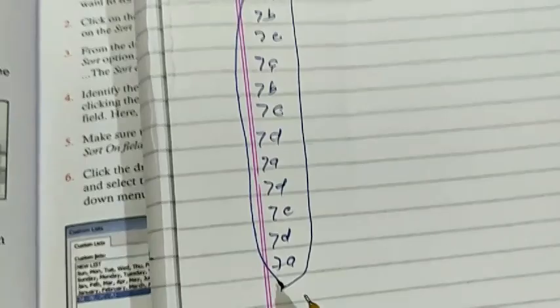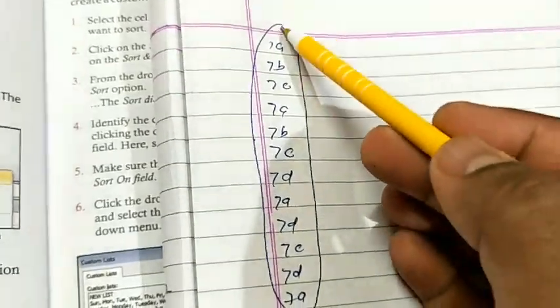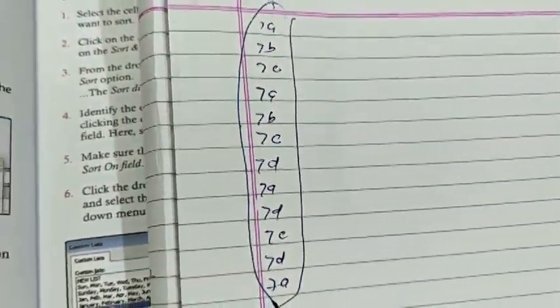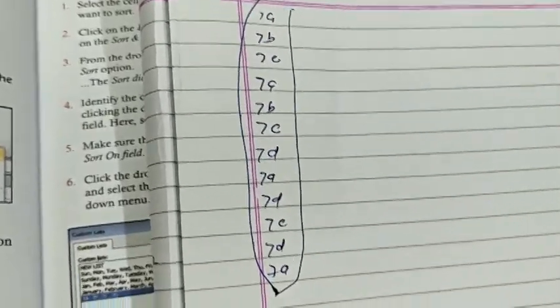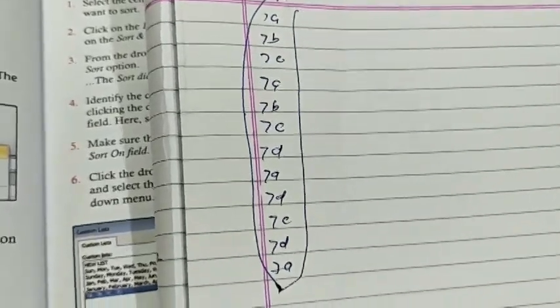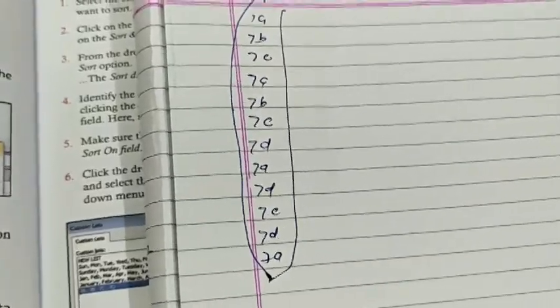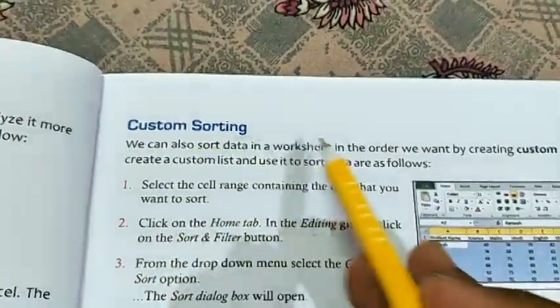That column is defined by you. So in that case you have to define your own sorting, that is called custom sorting. So in that type of case you will do this one, custom sorting.